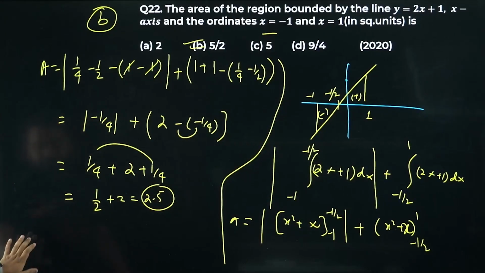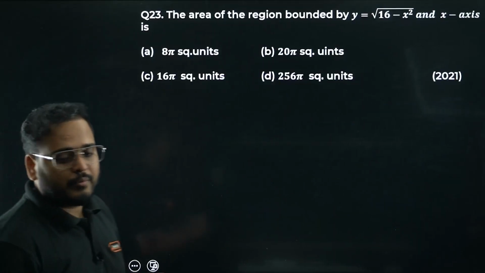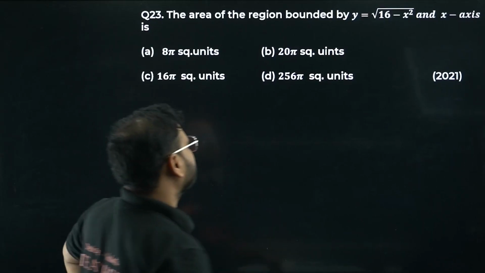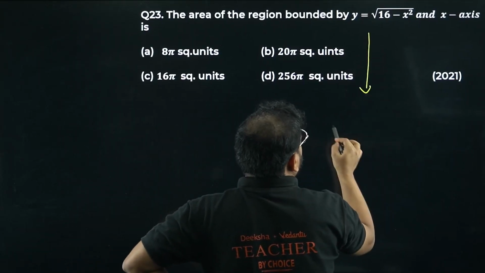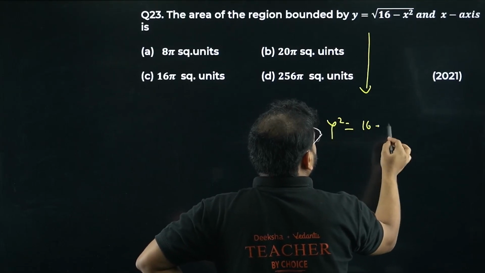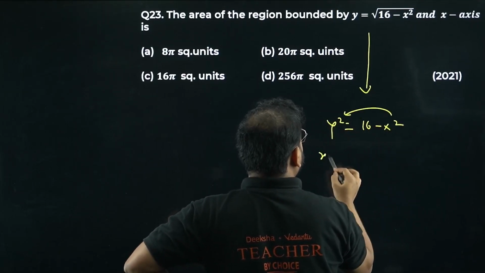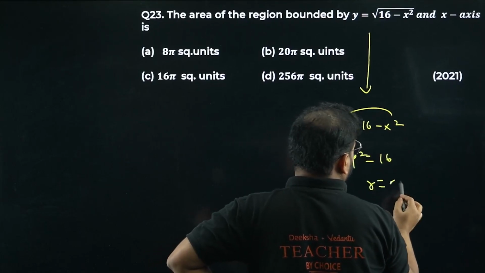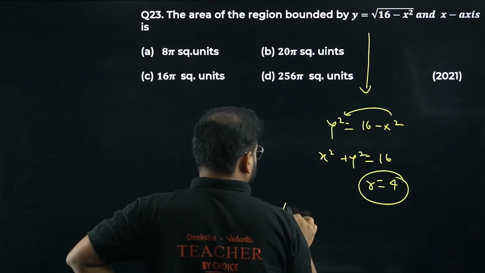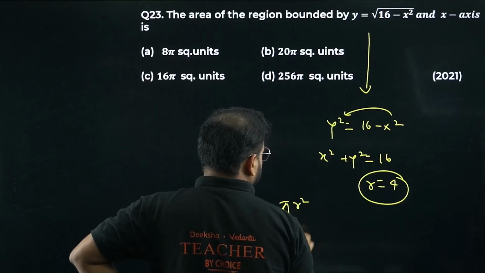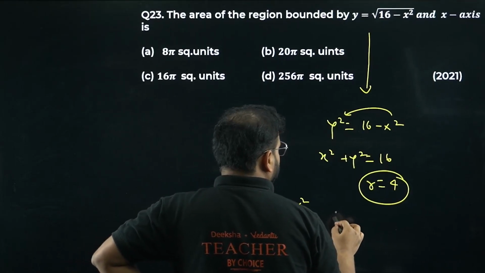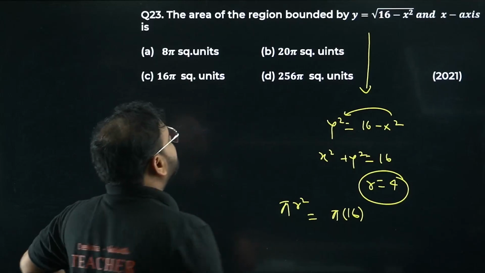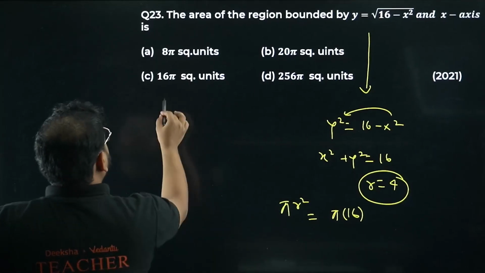23 now. Question number 23 now. The area of the region bounded by y equal to this. Very simple, sir. It's a circle, right? So right here y square equals to 16 minus x square. Move this on this side, you get x square plus y square equals to 16. It means your value of radius is nothing but 4. The area is nothing but pi r square, right? So pi into 16, right? What are they asking? And x-axis only. They're asking, this is the circle, right?